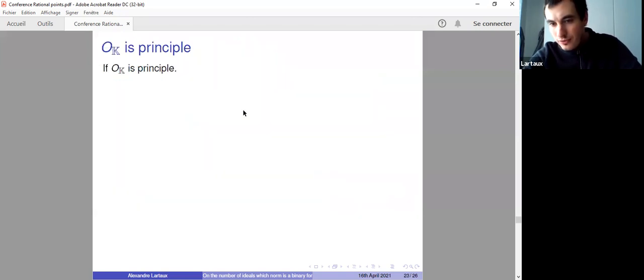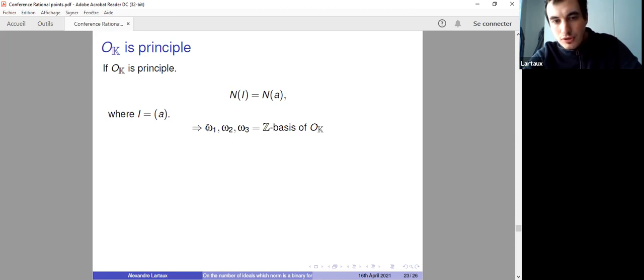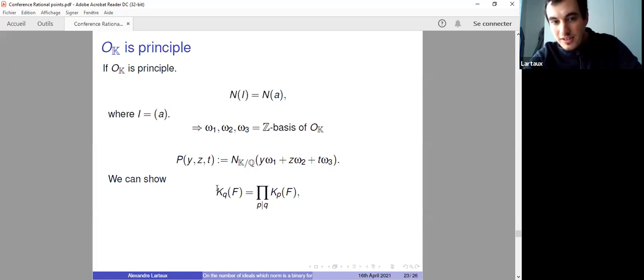Now, what happens if OK is principal? If OK is principal, the norm of an ideal E is equal to the norm of an element A which generates E. This led us to put a Z basis of OK and build a polynomial with this Z basis, which is only given by the norm. And what we can prove is, in this case, KQ of F is equal to a product of KP of F.